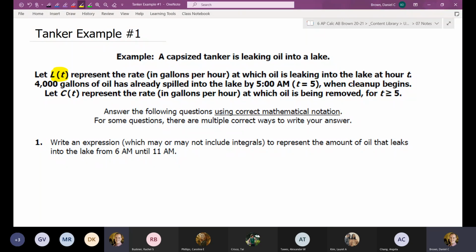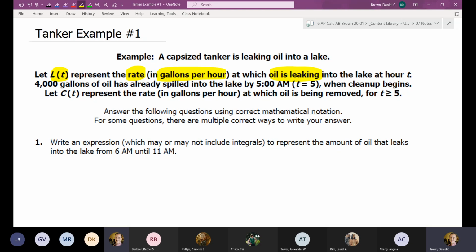So I'm going to let L of t represent a rate. What is L of t a rate of? It is in gallons per hour. What is L of t representing? It's representing the rate that oil is leaking into the lake. So we have this oil, it is leaking by this function L.